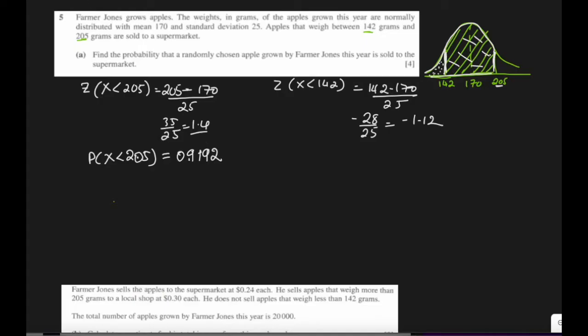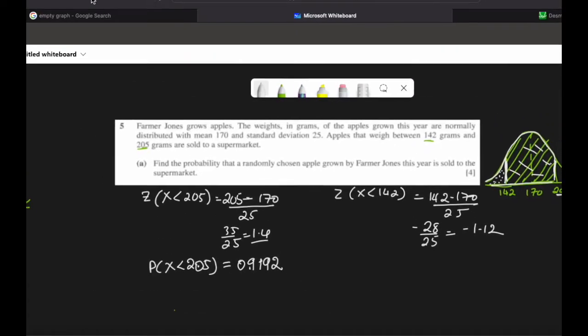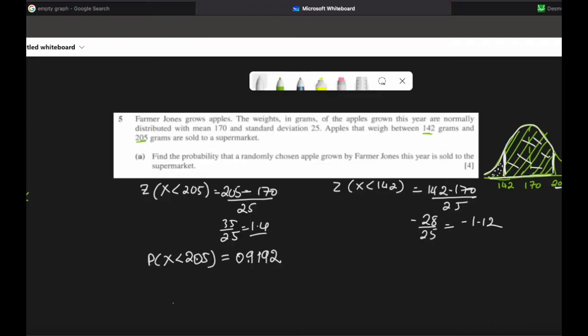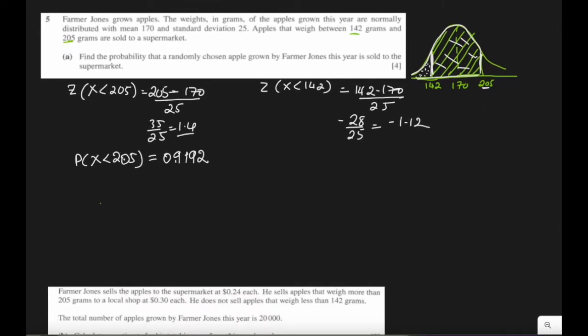Okay, similarly we have to find for the other also, which is negative 1.12. So we'll find for positive, because there is no negative here, 1.128, 1.12886. Okay, now what do we do? Because our z score is negative, so we will do what? Probability x is less than 142.